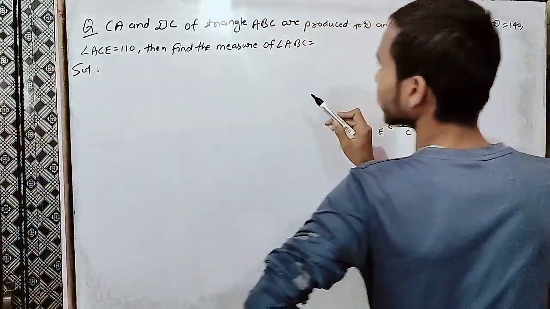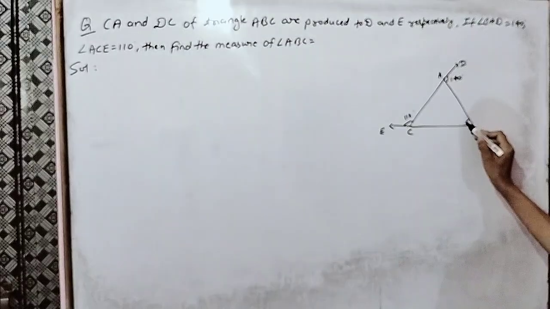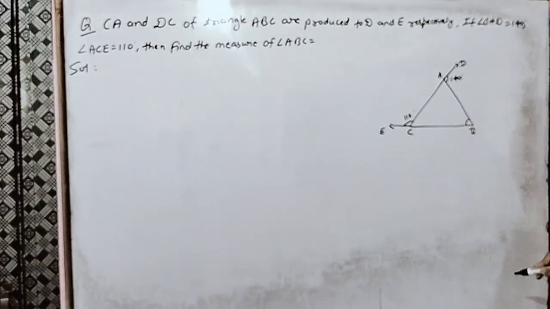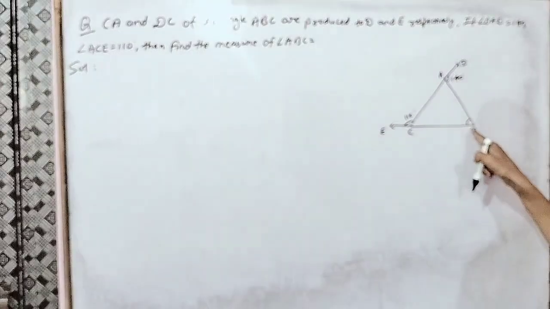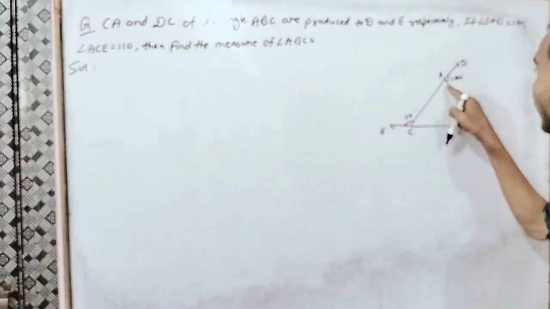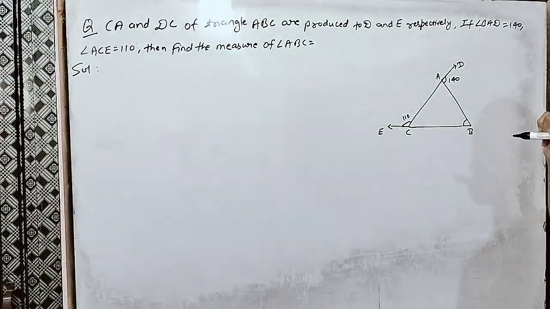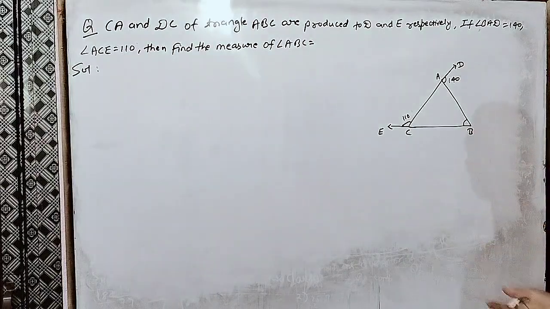Find the measure of angle ABC. Where is ABC? This is what we are going to find. To find the value of this angle, we should have the value of this angle and the value of this angle. Then we will be able to find the value of this angle.